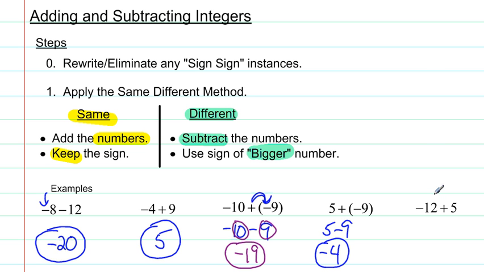Okay, and in this last problem, we have negative 12 plus 5. Hopefully we could see quite quickly that this is a case where we have different symbols. Which means we are going to subtract the numbers, again ignoring the symbols for now. We're going to take 12 minus 5 and come up with 7. And we're going to examine which of these is the bigger number, and we're going to say that that's 12. And then we're going to examine its sign, which is negative, and apply that symbol to our final answer. So we're going to get negative 7.